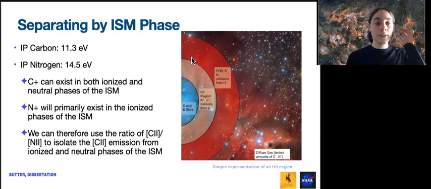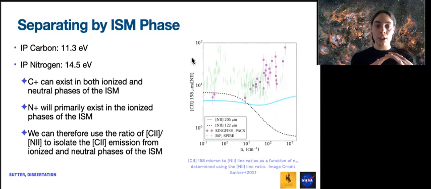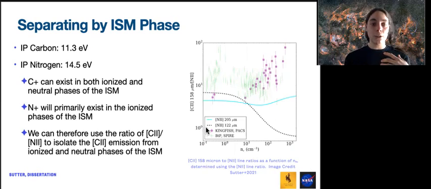So we can use the expected ratio of C+ to nitrogen-2 emission to predict how much of our C+ emission was coming from the same areas in the ISM as the nitrogen-2 emission, and how much was coming from the neutral phases where we're not seeing any nitrogen-2 emission. And so that's what's shown in this plot here, where we have the expected ratio of C+ to nitrogen-2 205 micron emission shown as this solid cyan line.